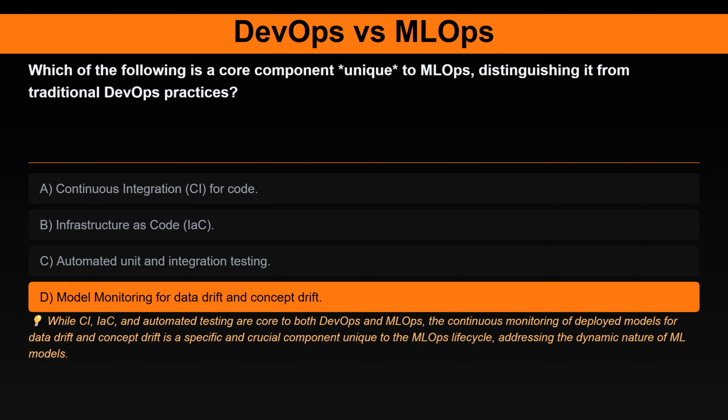The correct answer is model monitoring for data drift and concept drift. Here's the explanation. While CI, IaC, and automated testing are core to both DevOps and MLOps, the continuous monitoring of deployed models for data drift and concept drift is a specific and crucial component unique to the MLOps lifecycle, addressing the dynamic nature of ML models.